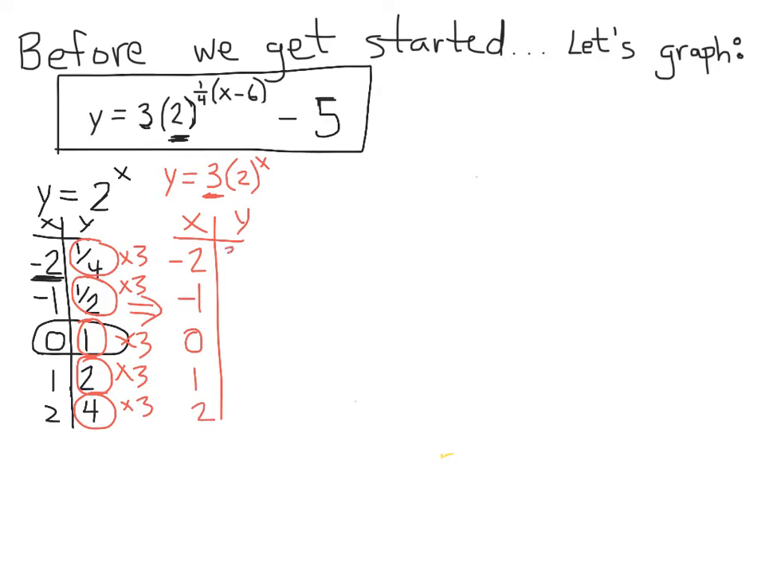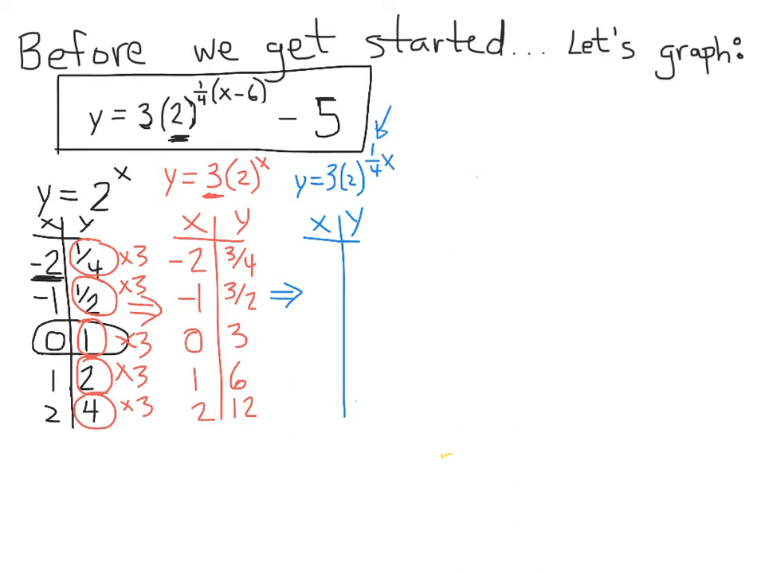A quarter times 3 is 3 quarters. A half times 3 is 3 halves. 1 times 3 is 3. 2 times 3 is 6. And 4 times 3 is 12. So I've vertically stretched all of those things by a factor of 3. Then my next transformation that I see, because I'm going to read from left to right, I have y equals, I took care of the 3, and now the next thing I'm going to take care of is this quarter being multiplied by the x.